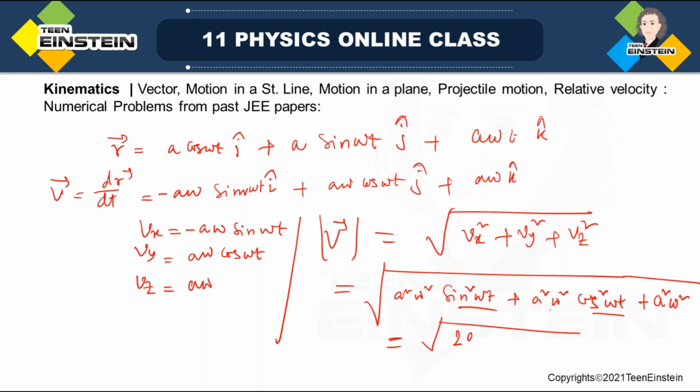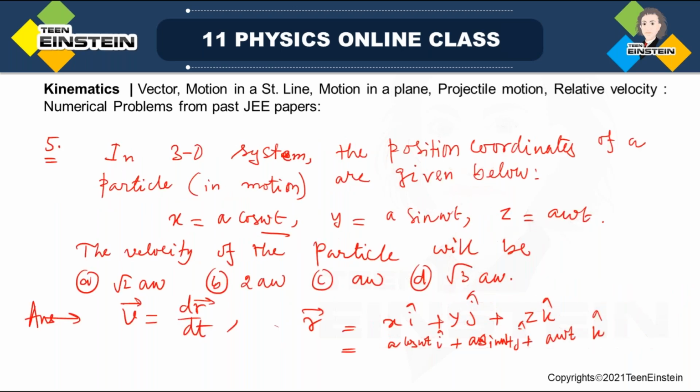So this is 2a square omega square, right? That means root 2a omega. So this will be the modulus of the velocity, root 2a omega. So here, looking at the options, root 2a omega is the first option, and that will be the correct answer for this question. Okay, this was not very tough, it was very simple.